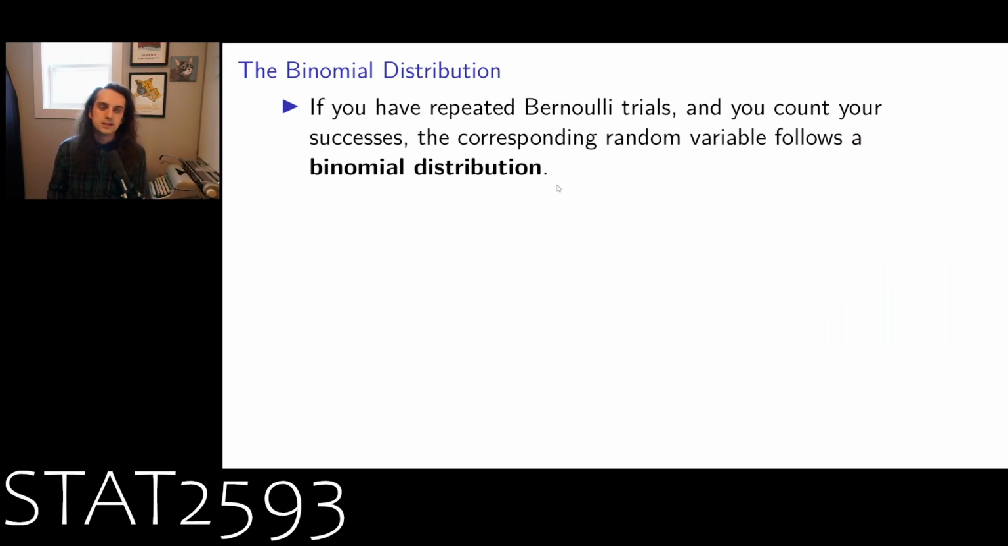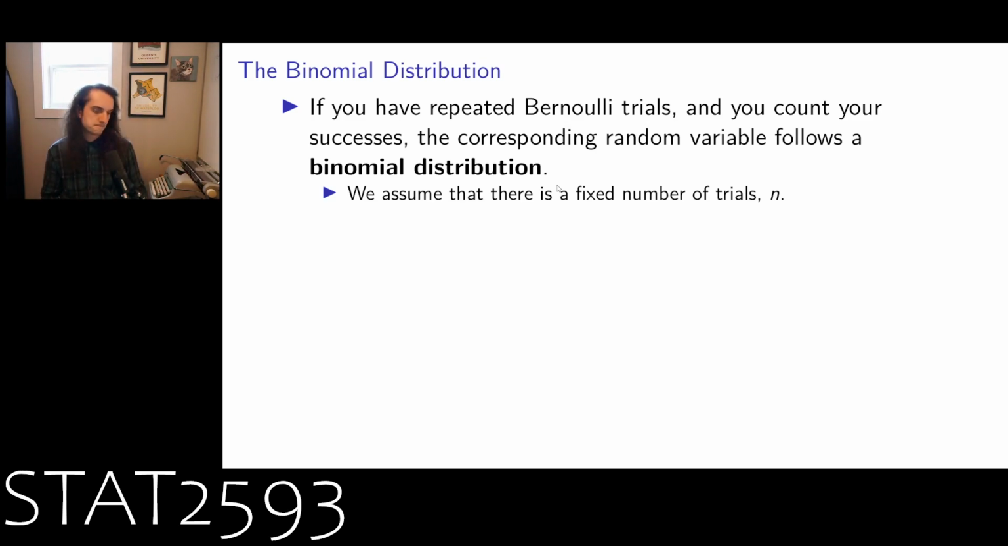Okay. So to put that somewhat more concretely, if you have repeated Bernoulli trials and you count up your total number of successes, the corresponding random variable is going to follow a binomial distribution. Some assumptions we need to make. First is that there's a fixed and a known number of Bernoulli trials that we're going to run, right? So if you remember the geometric distribution, we just continued running trials until we got to a success. In a binomial distribution, we define at the beginning how many trials we are going to run.